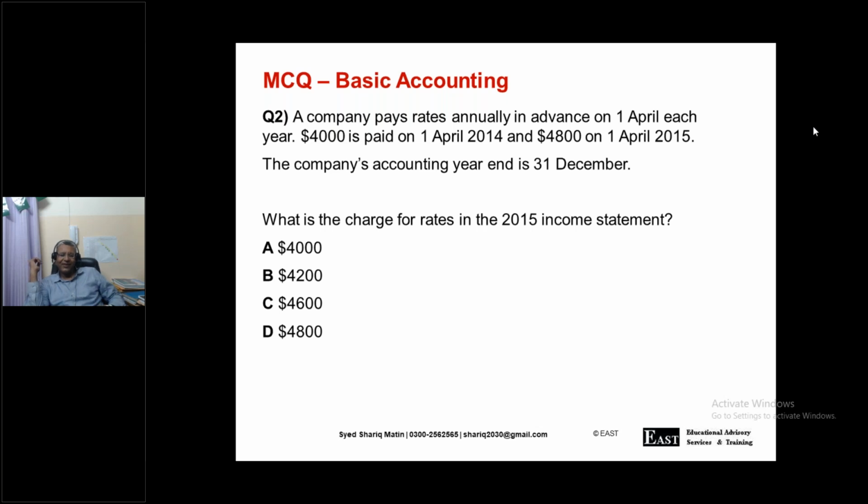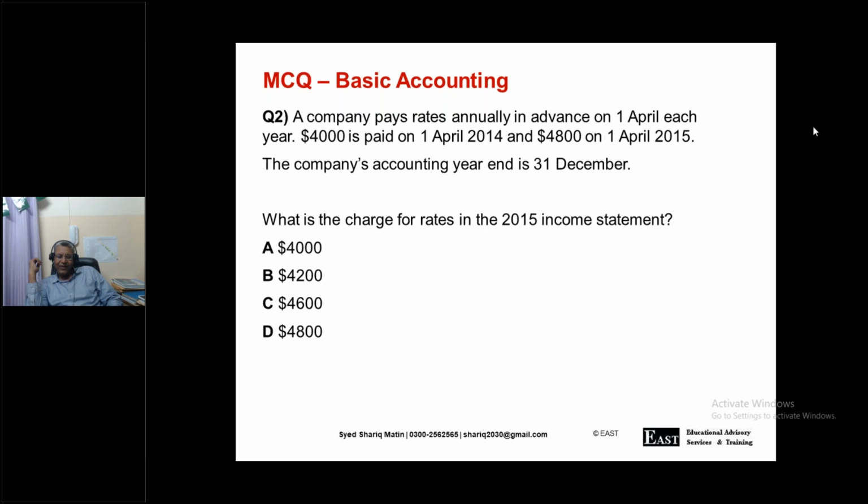So basically, the company is paying rates in advance each year. Starting from 1st April, it's paying the 4,000 on 1st April 2014. If we divide the 4,000 into 12 months, we can calculate how many months are extra paid. For example, your accounting year starts on 1st January and ends on December.